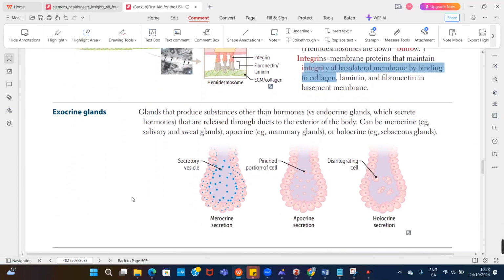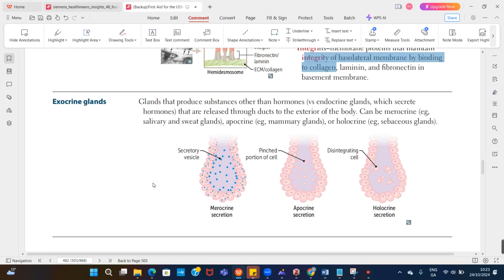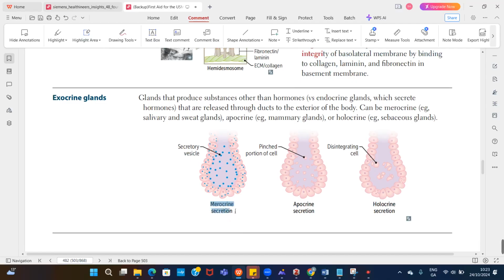So, moving on to the exocrine glands. We all know the endocrine glands. These are glands that secrete hormones into the bloodstream directly without passing through ducts. But for the exocrine glands, you need to empty the content through ducts. And we have three types of secretion. Very simple: the merocrine, the apocrine, and the what? The holocrine. So holo, apo, mero.